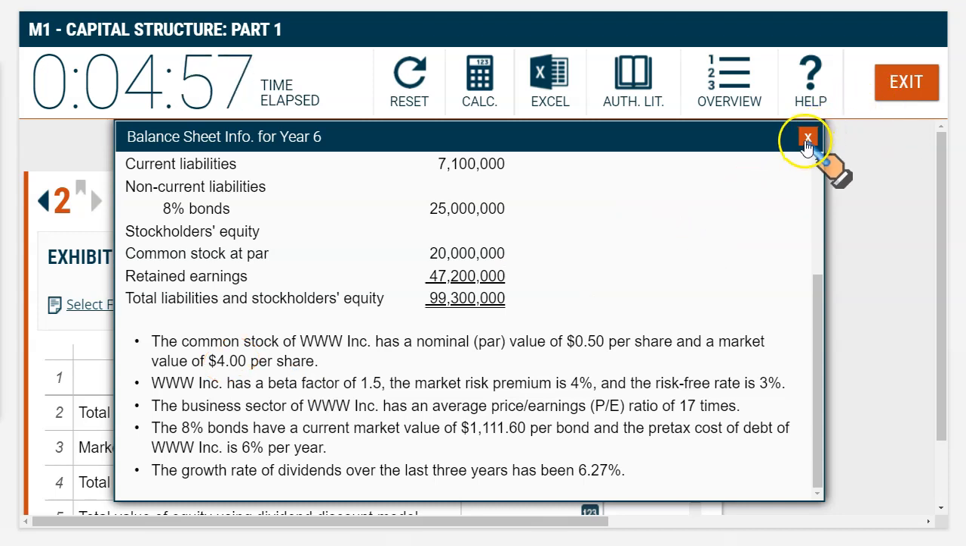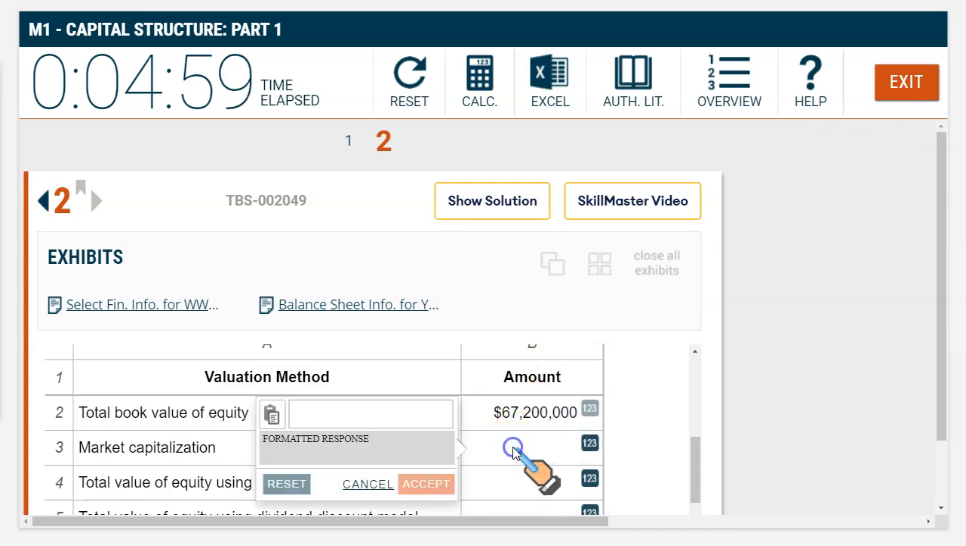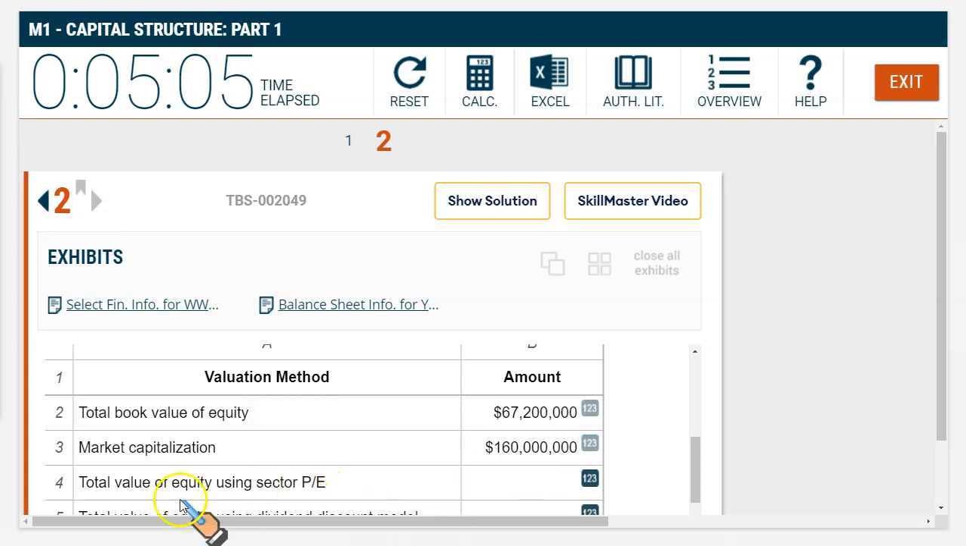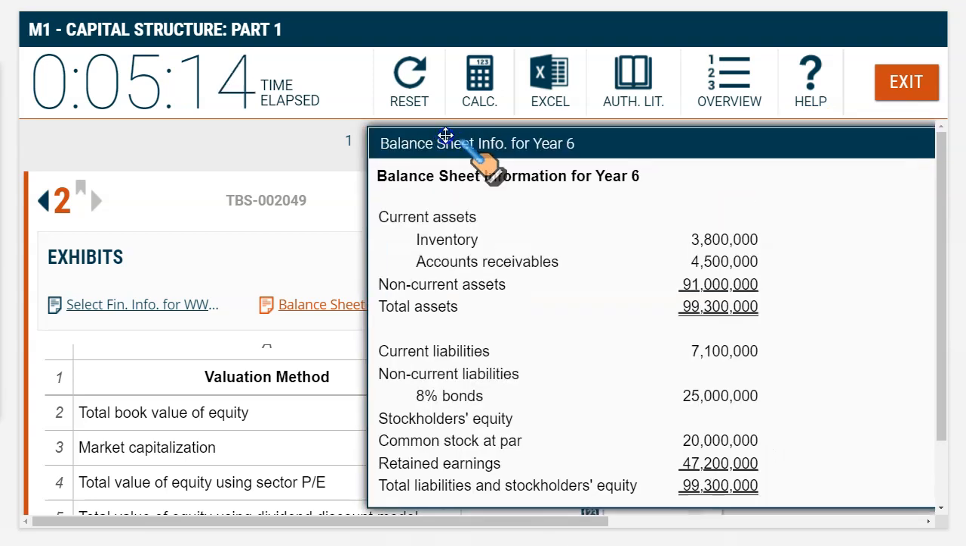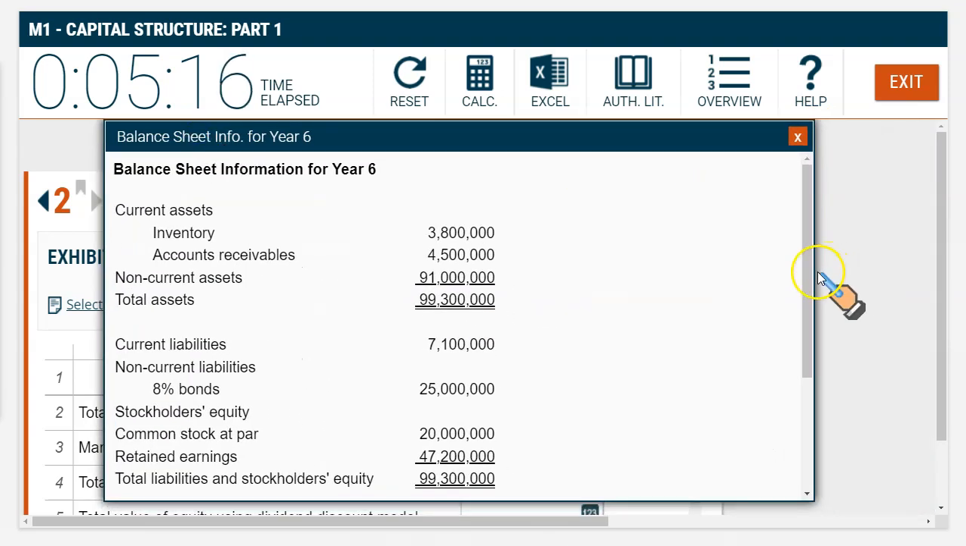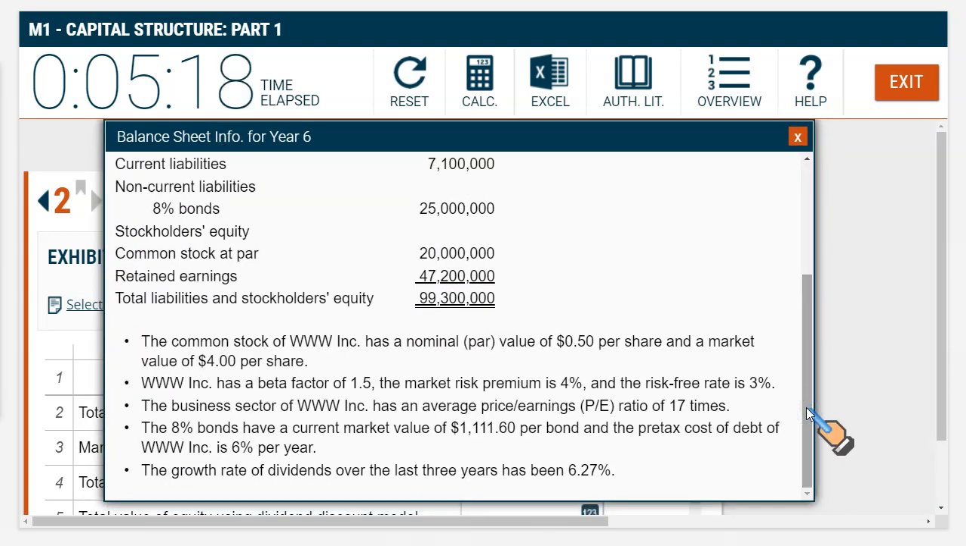So here we go. 160,000. Done. Next, the total value of equity using the sector PE. Let's see, it should be given right here at the bottom of this exhibit. Here we go.